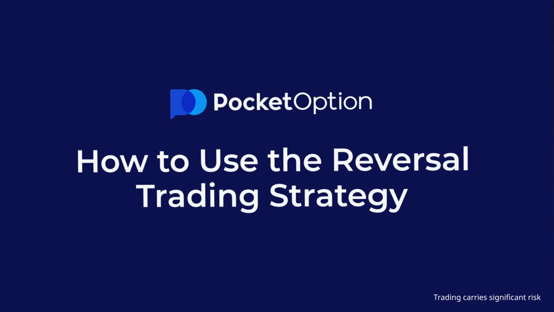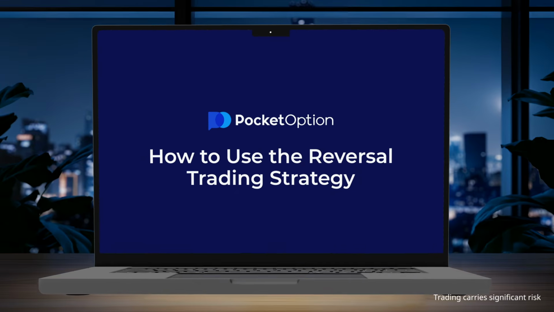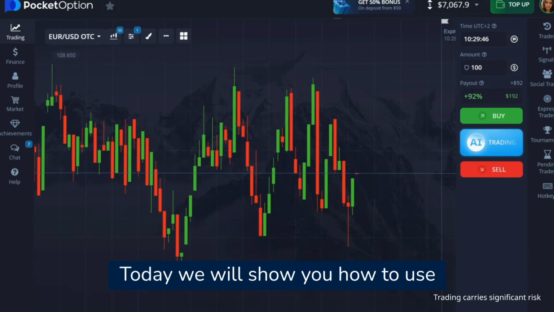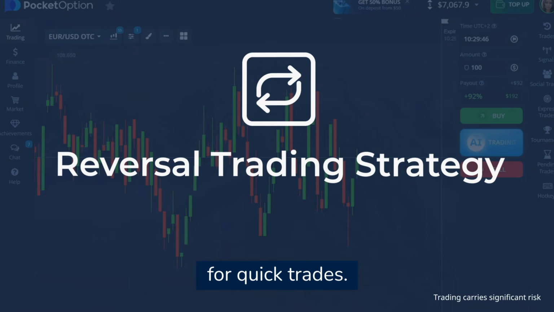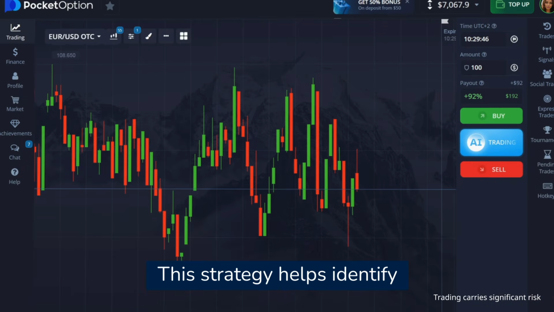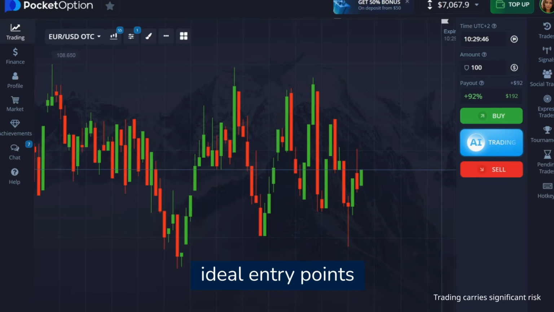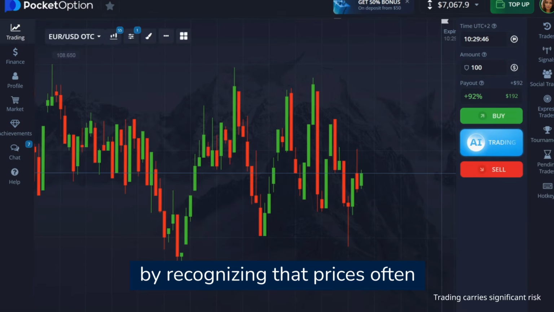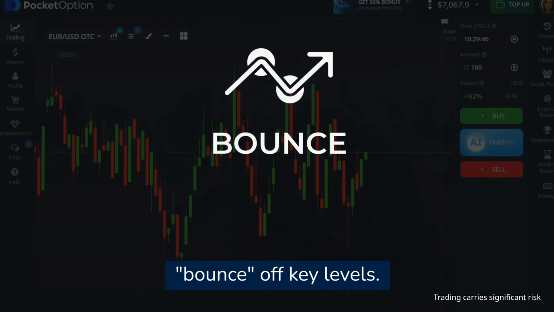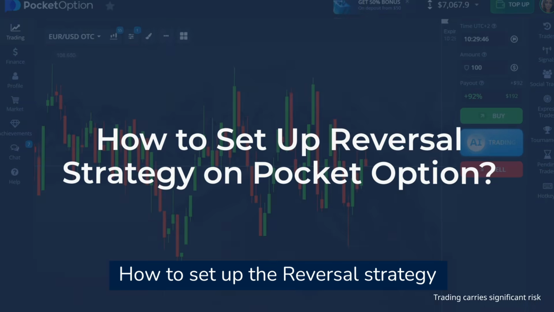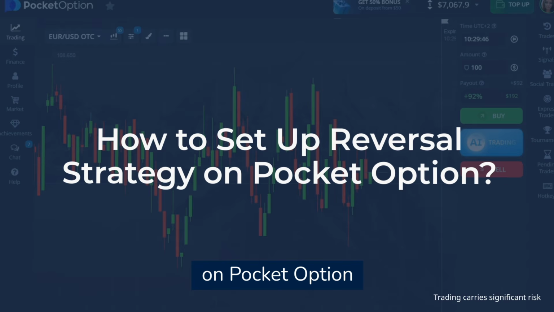How to use the reversal trading strategy. Today, we will show you how to use the reversal trading strategy for quick trades. This strategy helps identify ideal entry points by recognizing that prices often bounce off key levels. How to set up the reversal strategy on Pocket Option.